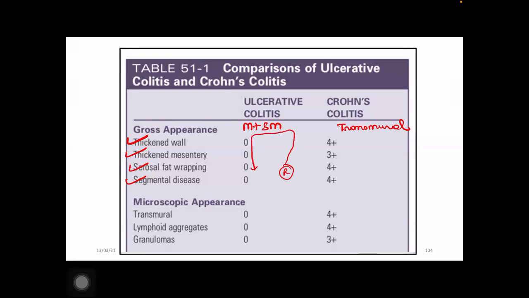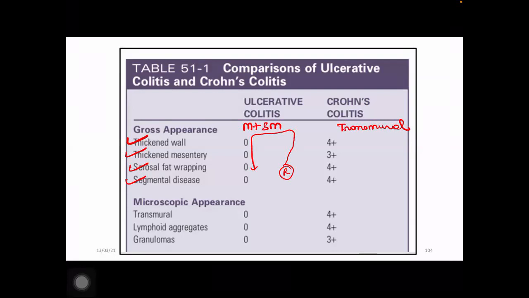This is what happens in ulcerative colitis. It starts from the rectum and grows in a continuous fashion, whereas Crohn's colitis is not the same. The rectum is not always involved in Crohn's colitis, and most of the time it's a segmental distribution. It progresses in a discontinuous pattern. That is Crohn's colitis.